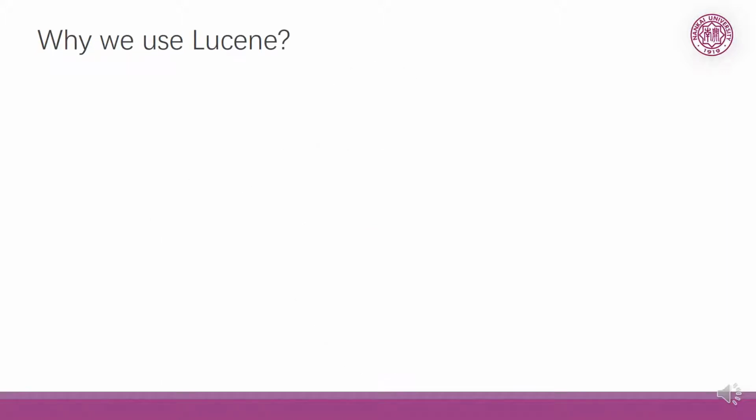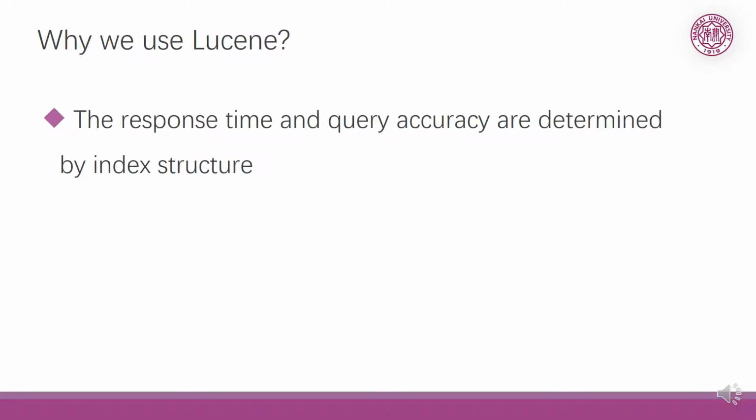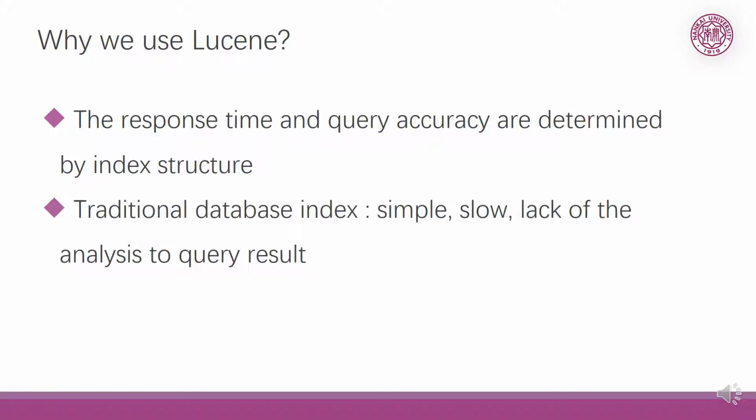I would like to emphasize the fact that the response time and the query accuracy of a search engine are mostly determined by the index structure. However, the index structure of a traditional relational database is very simple and has a slow searching speed. It also lacks the core functionality for retrieving and analyzing the contents stored in the database. It is hard to meet the requirements of our search engine.